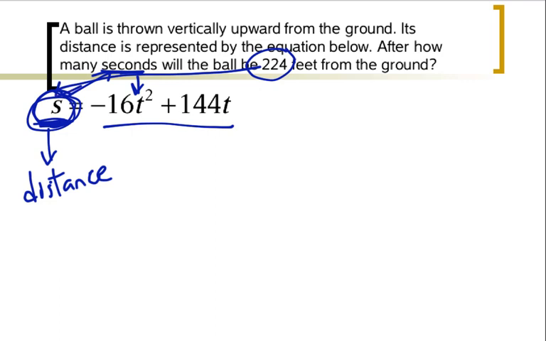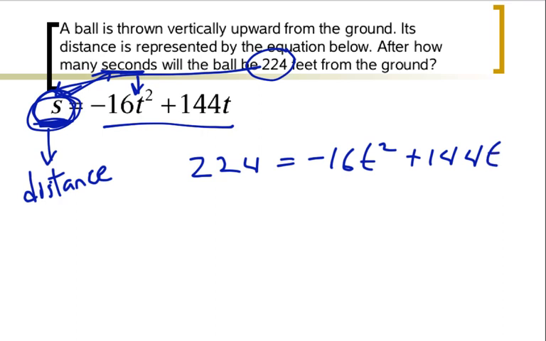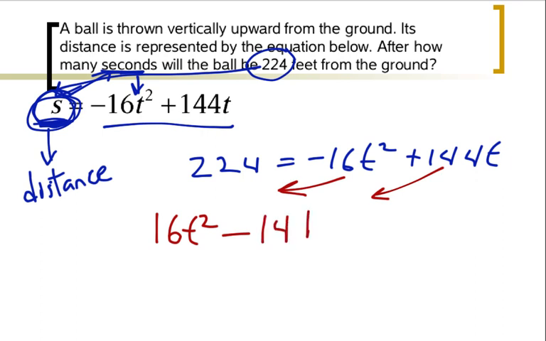So we need to rewrite this to be 224 is equal to negative 16t squared plus 144t. So the easiest way to solve this is to set this equation equal to 0. So I'm going to move the 16t and 144t over by adding 16t squared and subtracting 144t, and then I bring my 224 down, and now it's equal to 0.